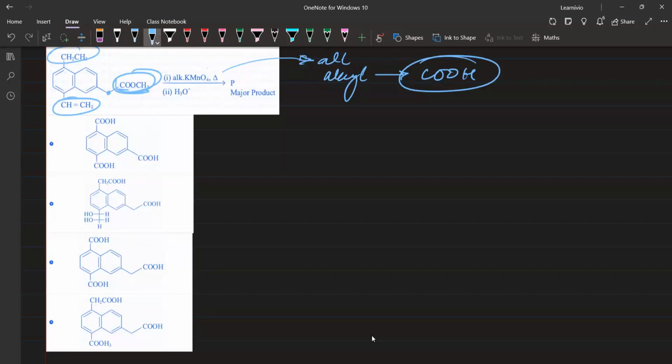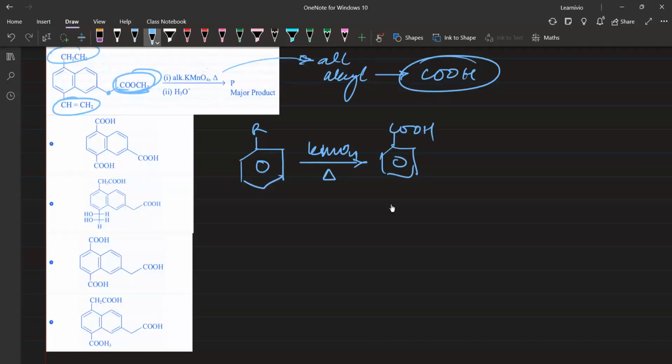ठीक? If you remember, there is one reaction. If you have R and KMnO4 and heat, what will happen? You will get benzoic acid. ये NCERT में ही है reaction. Just a second, let me show you. Method of preparation of carboxylic acid.